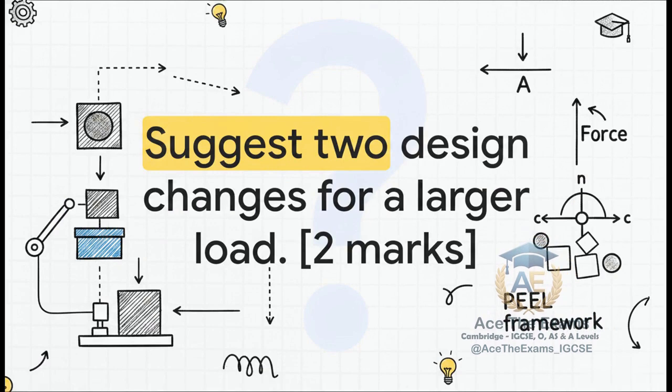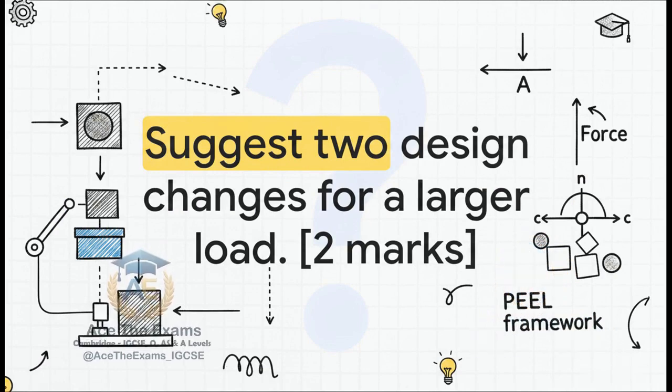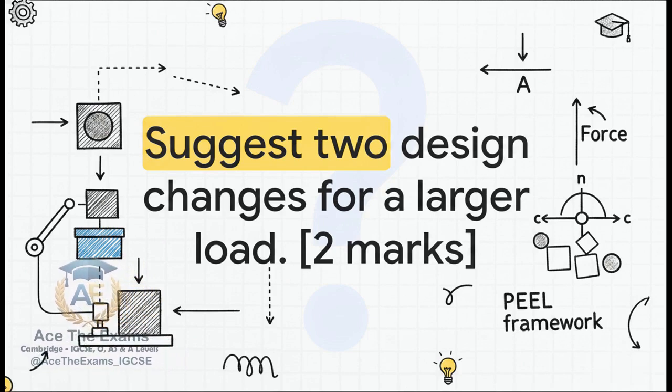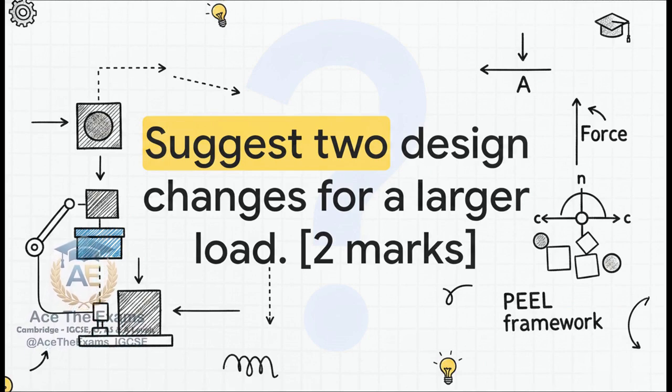The question asks, suggest 2 design changes to the jack so that a larger load could be lifted, for 2 marks. The command word here is suggest. This is tricky because it means there isn't just one static right answer you could have memorized from a textbook. You have to actively apply physics principles. Think about your formulas. Pressure equals force divided by area. Moments equal force times perpendicular distance. You need 2 brief, distinct bullet points for 2 marks.